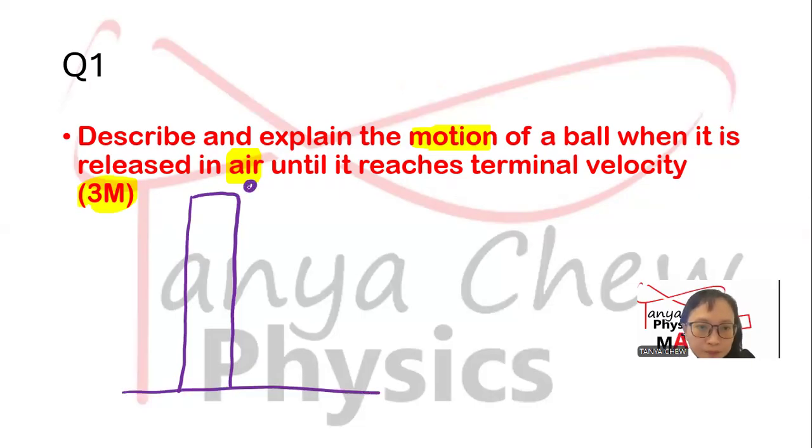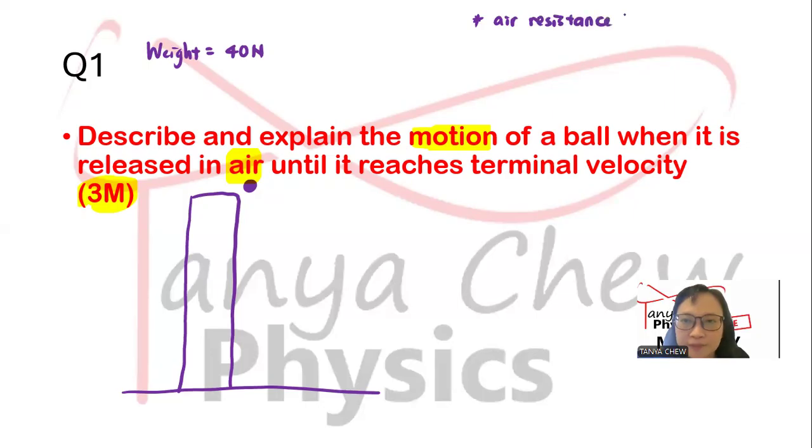This is a ball. I'm going to put in some numbers so that you can understand the concept of terminal velocity. Let's say the weight of the ball is equal to 40 Newton. Bear in mind, another thing for you to take note of is that air resistance increases as speed increases. I put an arrow pointing upwards, meaning that it is increasing when the speed of the ball increases.